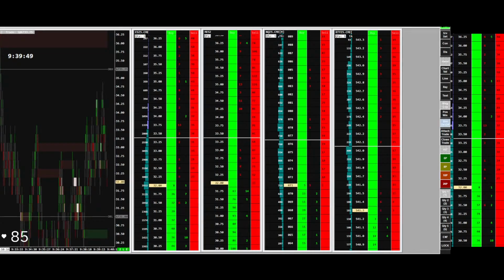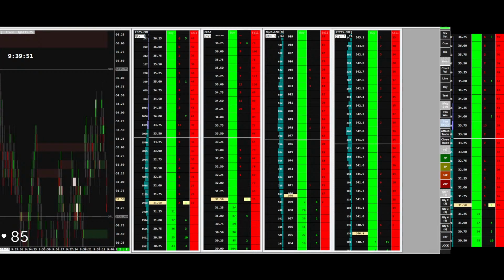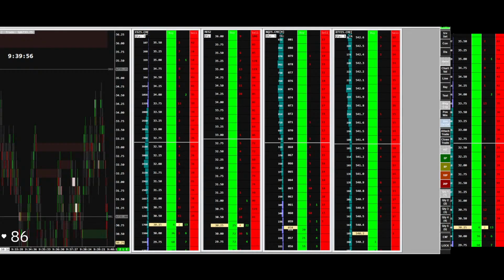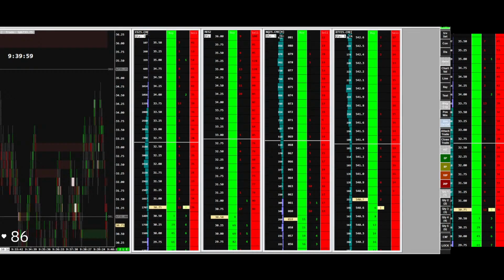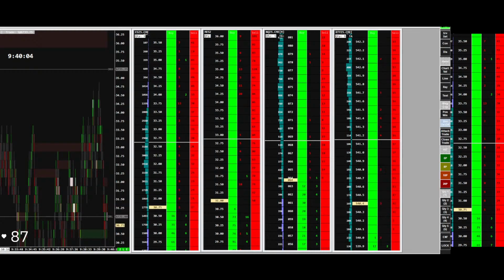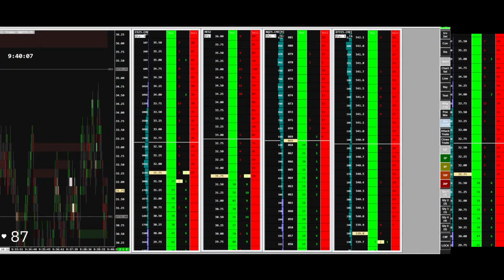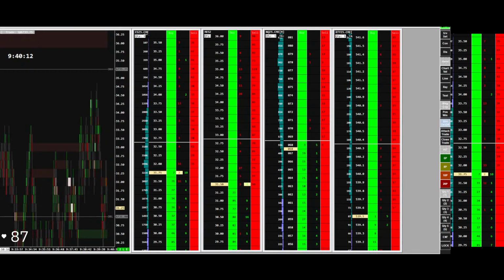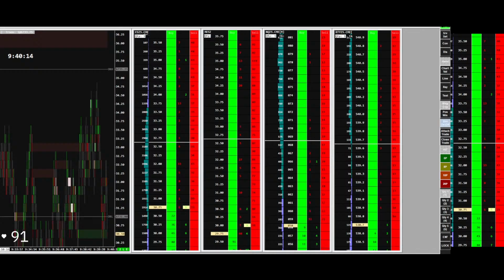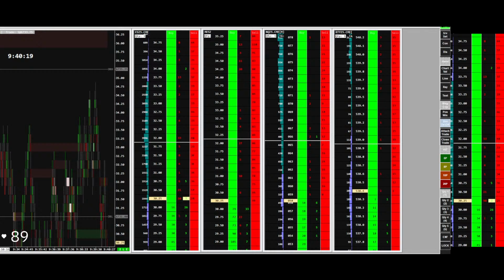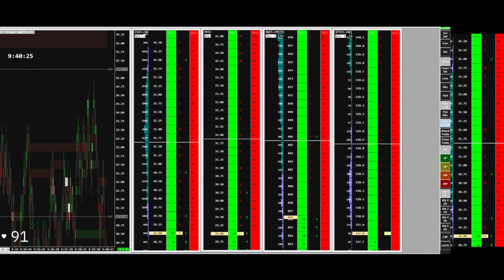So the only thing we can do is be patient at this point. Now they're really accepting inside of this red box, so I don't know what they're going to do. Are they going to traverse it? Sometimes they don't. They'll accept them, not traverse it.